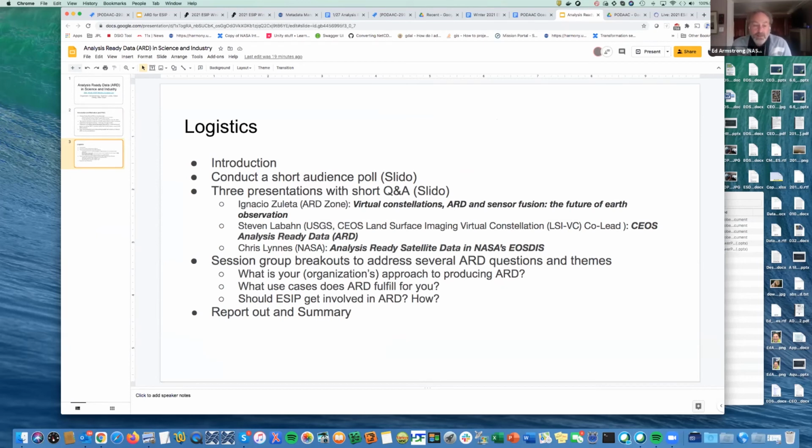Just a brief reminder, there'll be 3 presentations. I'm not sure if Ignacio has shown up yet. He works for the ARD zone, industry ARD affinity organization. And then Steve Laban is from the USGS, but he's going to be representing CEOS in this case and talking about CEOS, the International Satellite Coordinating Activity, and their approach to ARD. And then Chris Lynnes is going to talk specifically about a NASA focus.